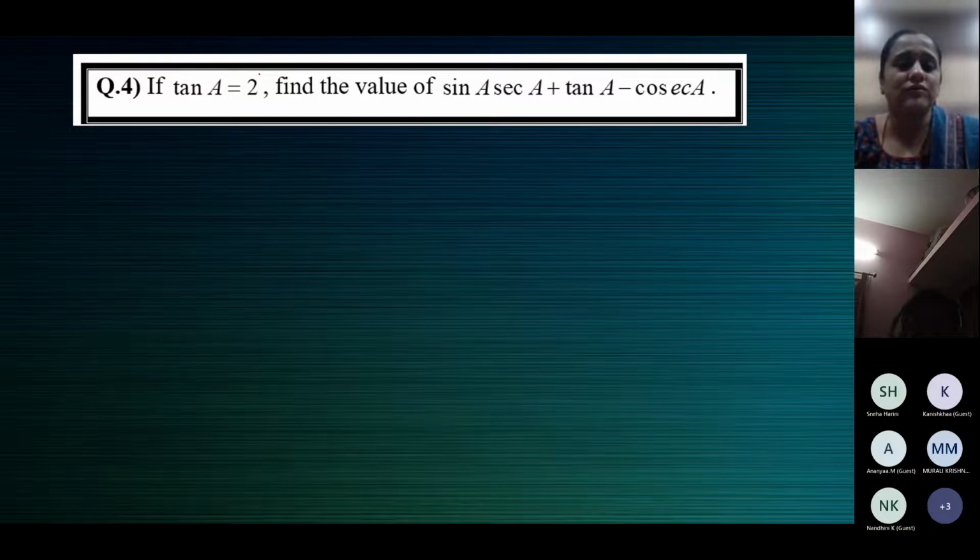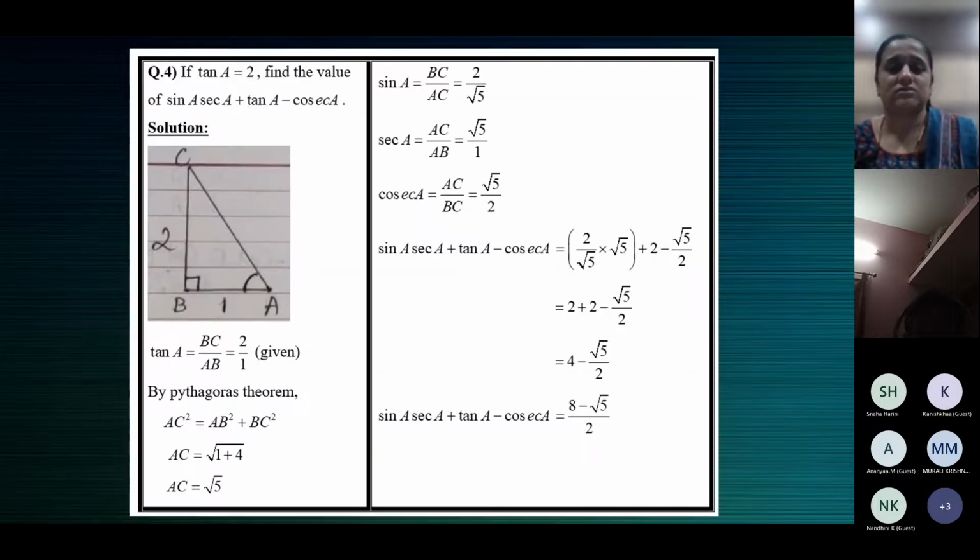So when the value of one T ratio is given, you can find the others using a right triangle. Or you can find the values of the other T ratios using trigonometric identities. So that's what we did. We took up a right triangle and we know that tan A connects the opposite side and the adjacent side. So opposite is 2, adjacent is 1, meaning 2 by 1.